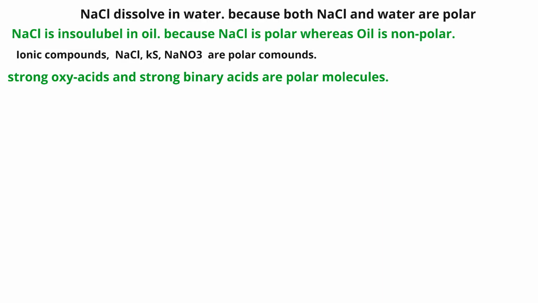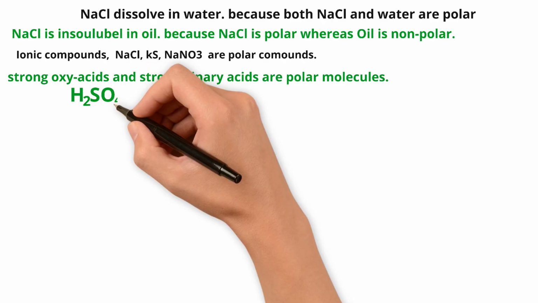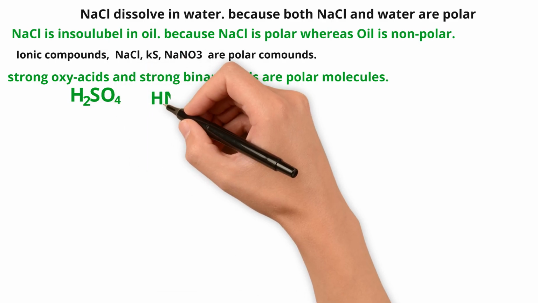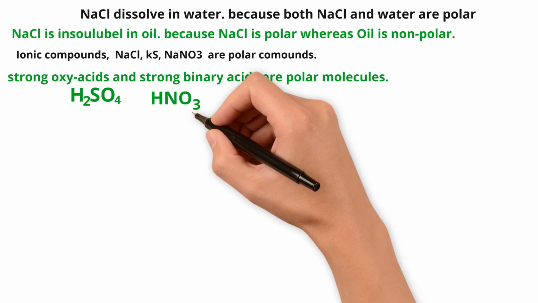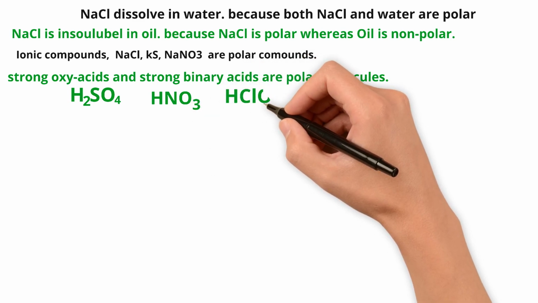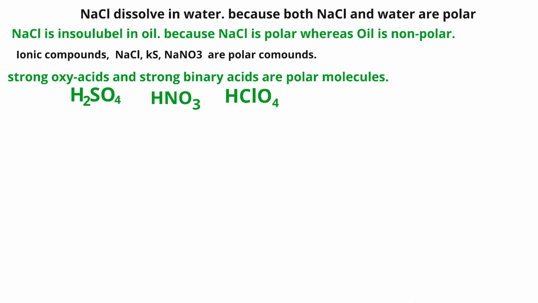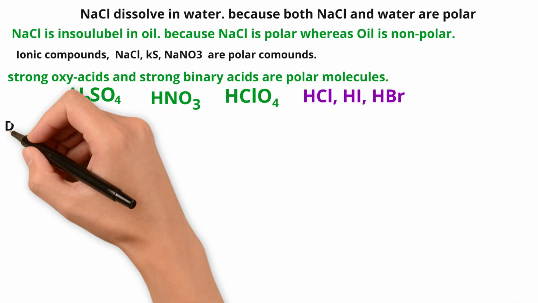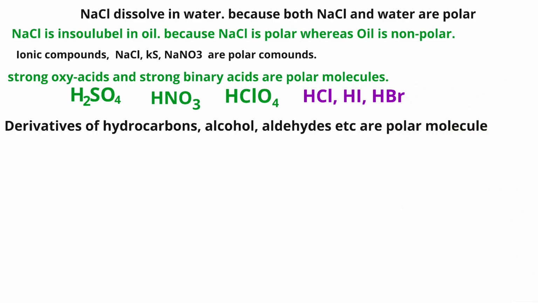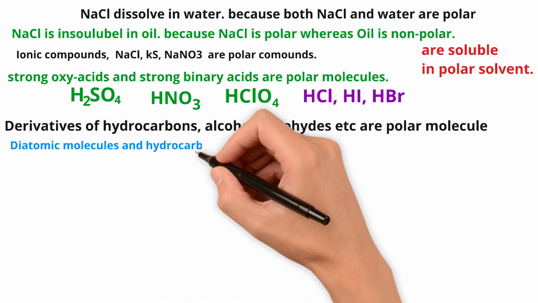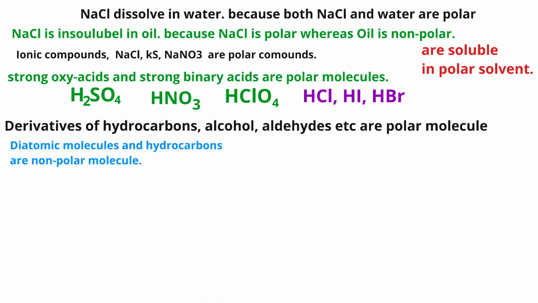Compounds such as sodium chloride, potassium sulfide, and sodium nitrate are polar compounds. Strong oxyacids and strong binary acids are polar molecules. For example, sulfuric acid, nitric acid, and perchloric acid are strong oxyacids, and they are polar molecules. Hydrochloric acid, hydroiodic acid, and hydrobromic acid are strong binary acids, and they are polar molecules. Derivatives of hydrocarbons, alcohols, and aldehydes are polar molecules. Therefore, these are all soluble in polar solvents.